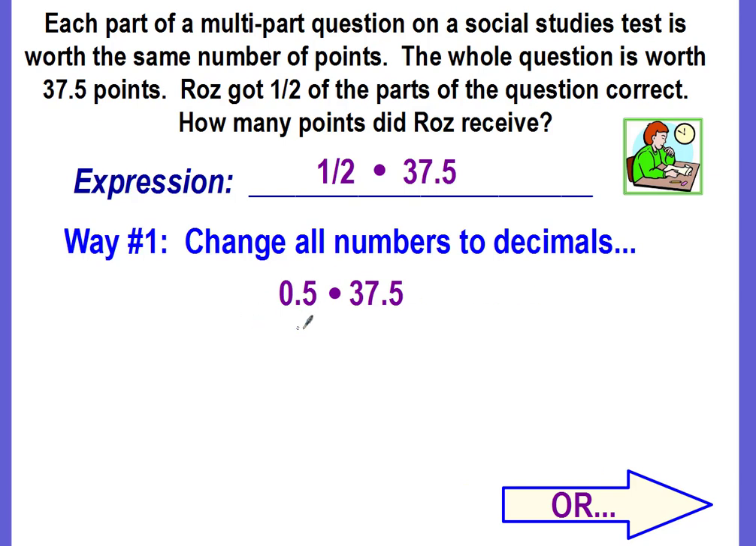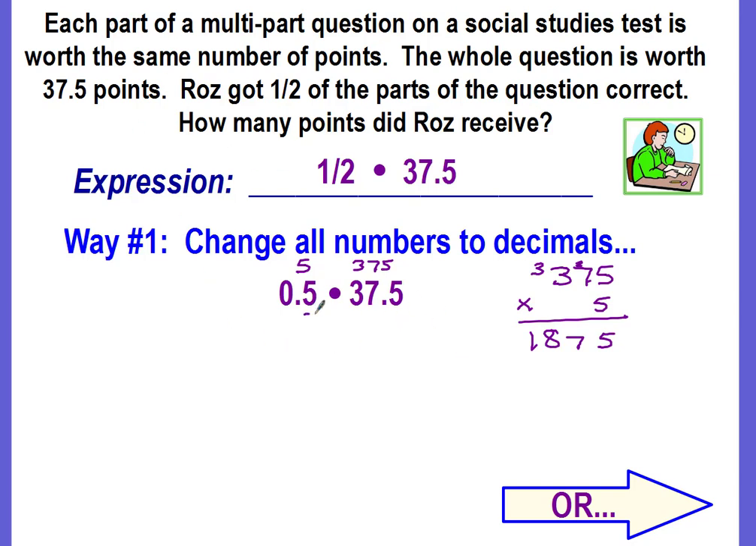And we know how to multiply with decimals. We take away the decimal points. This becomes 5, this becomes 375, and we multiply as if they were whole numbers. We put the longer number, the one with more digits, on top, 375 times 5, and we do the math. 25, carry the 2, 35 plus 2 is 37, carry a 3, 15 plus 3 is 18. So we have 1,875.